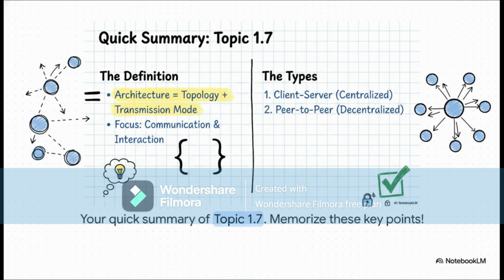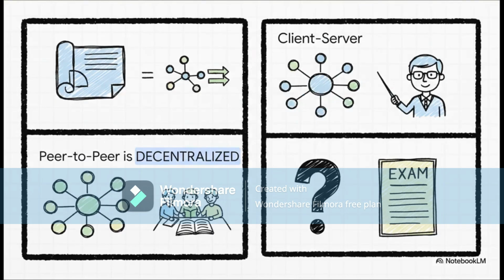And here's your cheat sheet, the whole topic on one slide. Remember our formula, layout plus data flow equals architecture. And the two main types, centralized client-server and decentralized peer-to-peer. That's the foundation of everything we've talked about. Okay, let's hammer this home one last time. Point 1. Architecture is just the layout plus how data moves. Point 2, client-server is centralized, like a teacher in a classroom. Point 3, peer-to-peer is decentralized, like a study group.